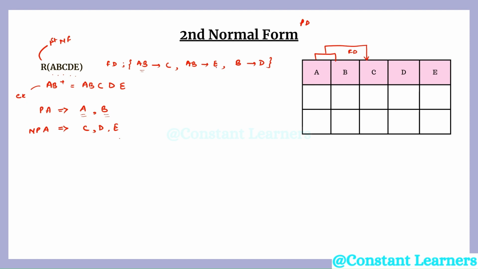Then AB is determining E. That means this non-prime attribute E is dependent on both AB together, so this is also not a partial dependency. But here B is determining D. So B alone is determining the attribute D. Now B is a proper subset of the candidate key and it is determining the non-prime attribute D. Hence in this case, partial dependency exists. And when partial dependency exists, the relation cannot be in second normal form.